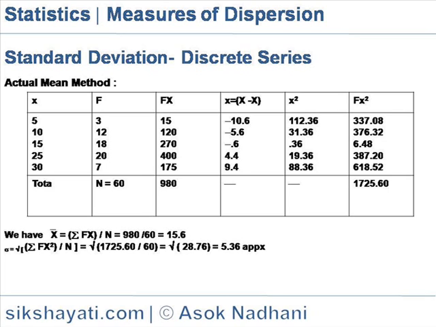The next column shows the x square and the third column shows the fx square. So we have sigma is equal to square root of sigma fx square by n, is equal to square root of 1725.60 by 60, is equal to square root of 28.76, is equal to 5.36 approximately.